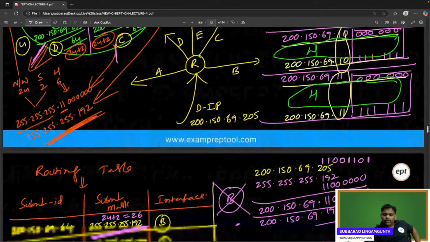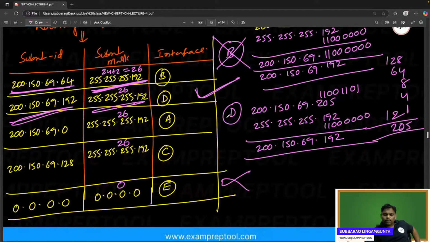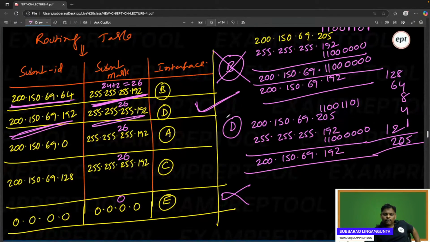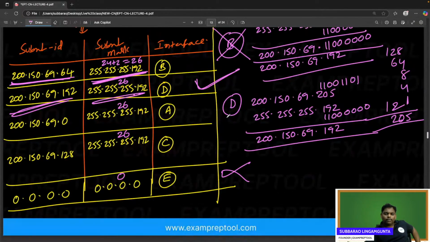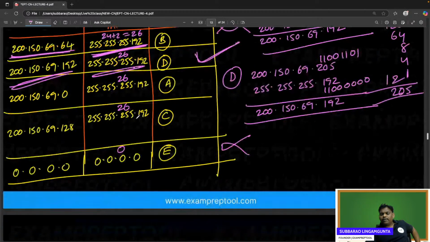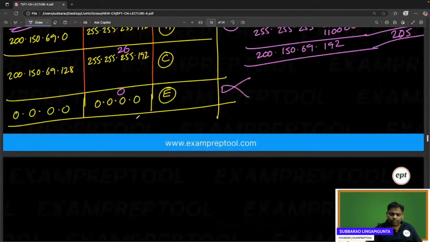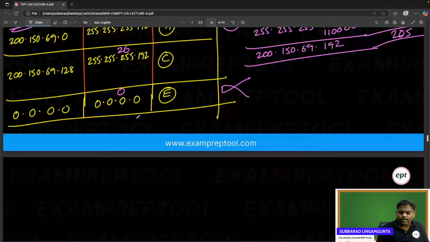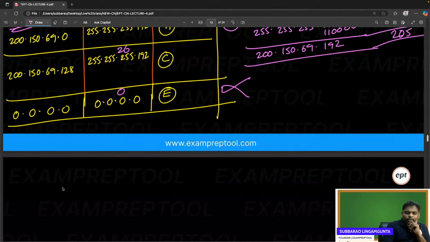Fine. Is it perfect? Is it okay? Even if more than one matches, because RR has 26 ones, see, the subnet mask containing more ones, that one will be selected. Now I just want an answer from all of you. Very interesting. Can you help me? See the answer, everyone.